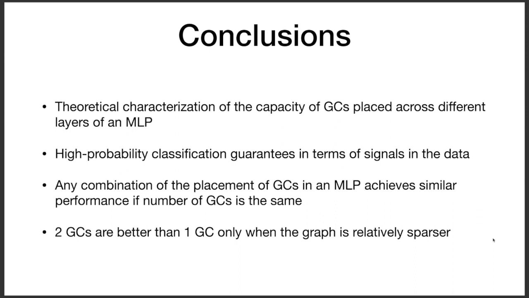Finally, we have a few concluding remarks. So our main contribution is the theoretical characterization of the capacity of graph convolutions and their placement among different layers of a neural network. We identify the relevant signals in the data and provide high probability guarantees about classification in terms of these signals. Also, we show that any combination of convolutions achieves similar performance if the number of convolutions is the same.